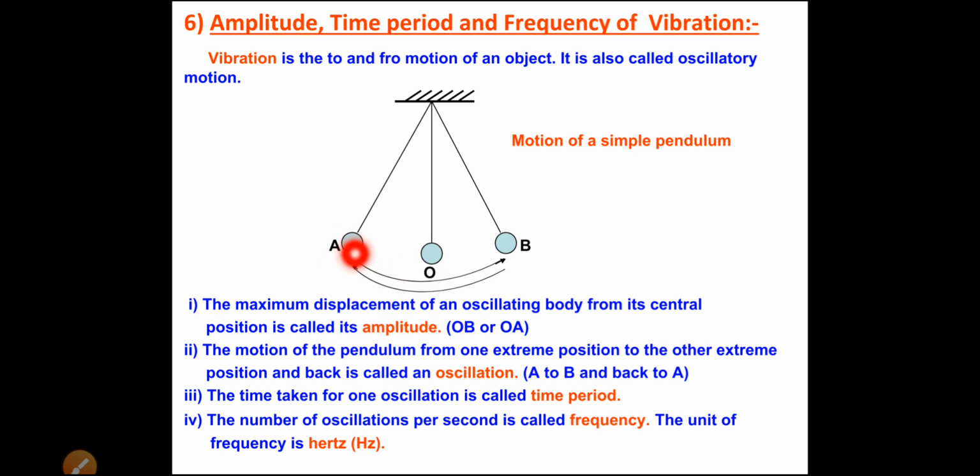The number of oscillations completed in 1 second is called frequency, and we know that the unit of frequency is the hertz, which is shown in this slide. Hertz can be shown as a capital H, small z, written as Hz. It is the unit of frequency.